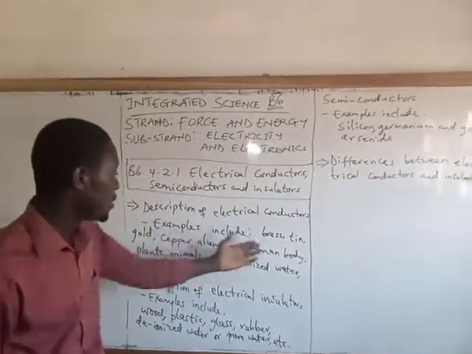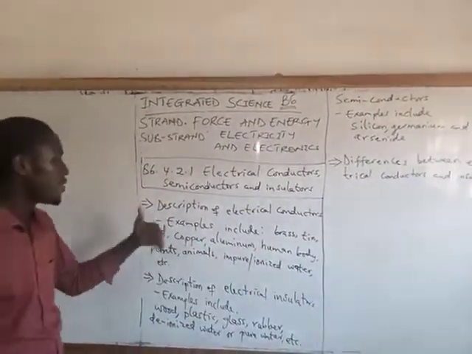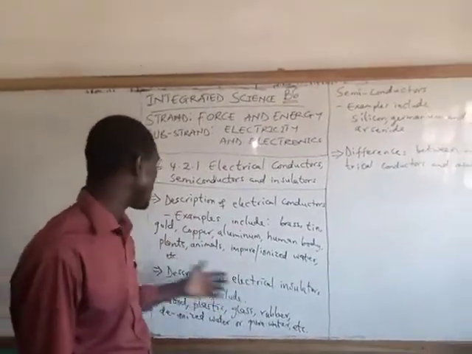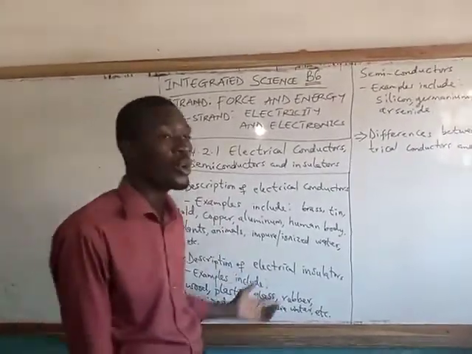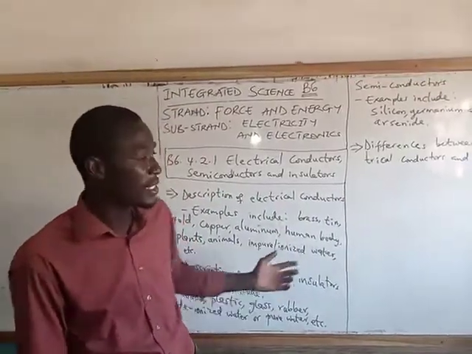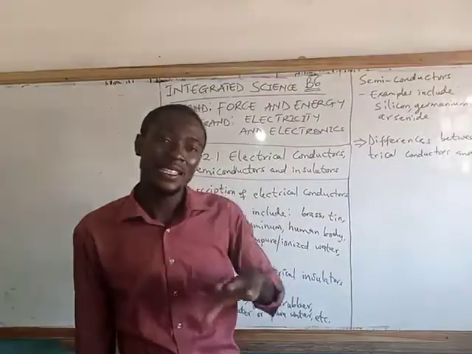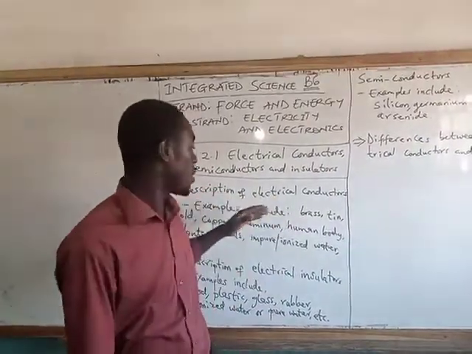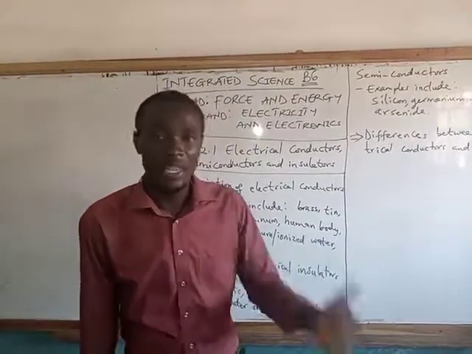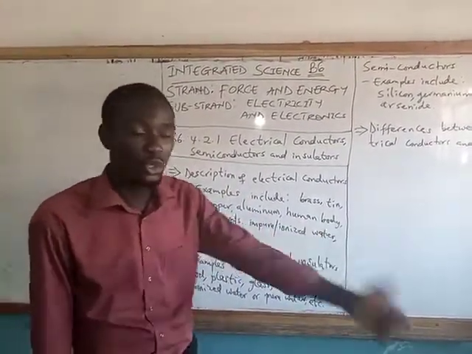Now, we want to know about some examples of these electrical conductors. We have brass, tin, gold, copper, aluminum, the human body, plants, animals, and impure or ionized water. Why am I mentioning all these things? In general, all metals are electrical conductors, but it's not only metals that can conduct electricity. We also have the human body that is able to conduct electricity.